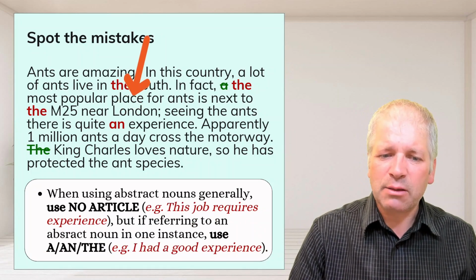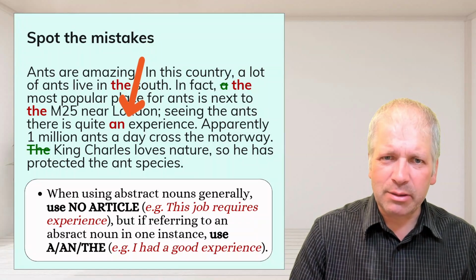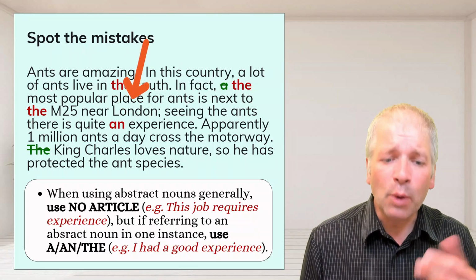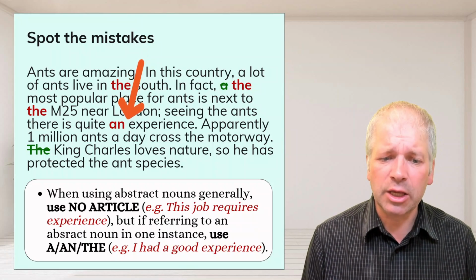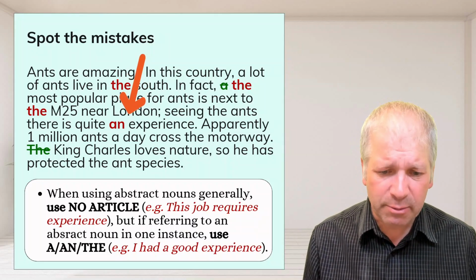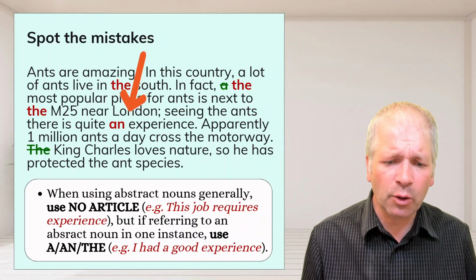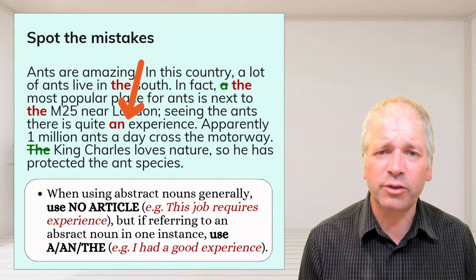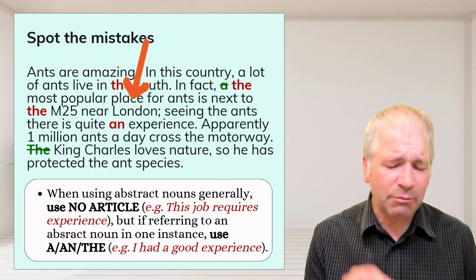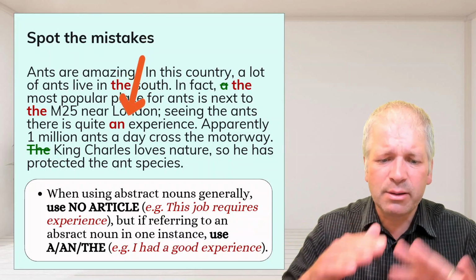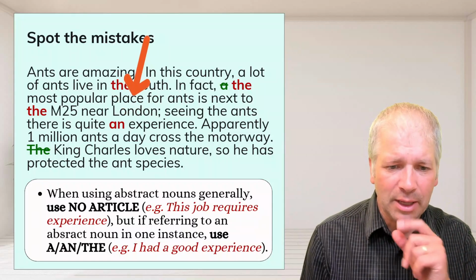Seeing the ants there is quite an experience. Now, you may be surprised because of the first rule here. When using abstract nouns generally, use no article. For example, this job requires experience. So quite often we'll use abstract nouns in that way. No article because we're referring to them generally. But some abstract nouns can be referring to just one instance of that noun. And that's what's happening here.